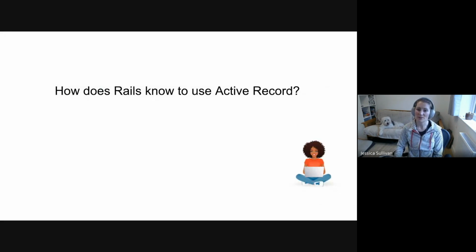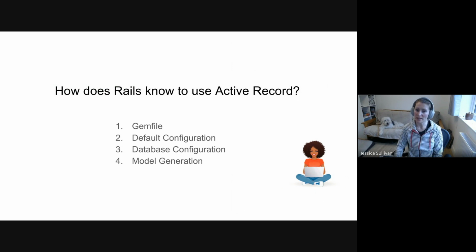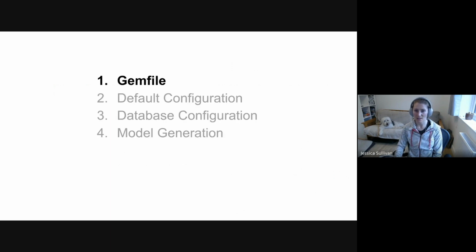Feeling more grateful than ever about Active Record, Zoe sets out to find out how exactly Active Record is set up out of the box with Rails. She identifies 4 main areas in her Rails app to explore: Gemfile, default configuration, database configuration, and model generation. Zoe starts with the Gemfile, feeling like it looks the most straightforward from the list.